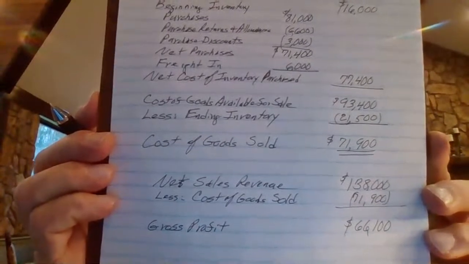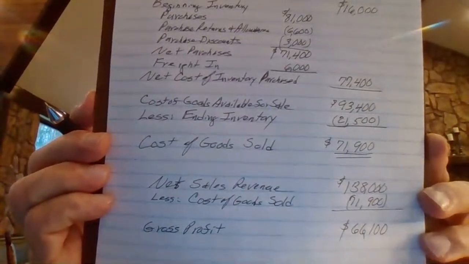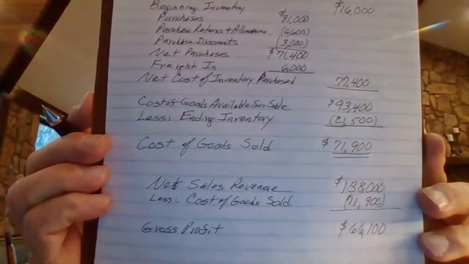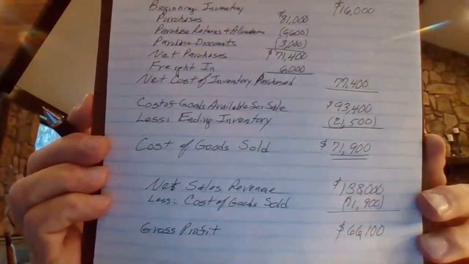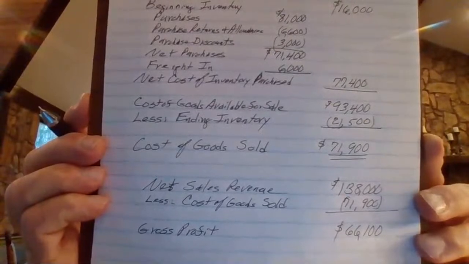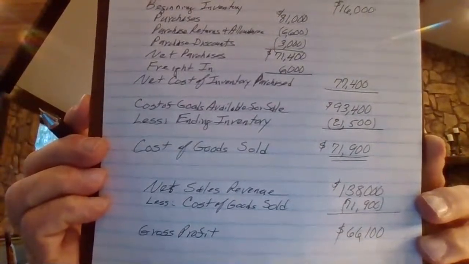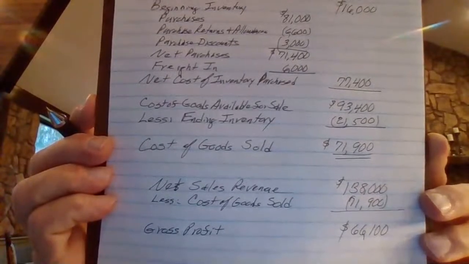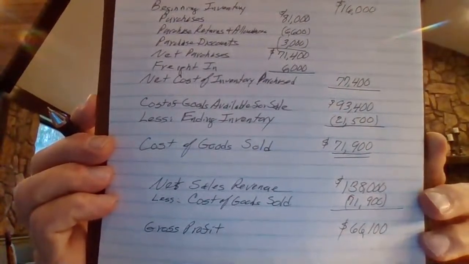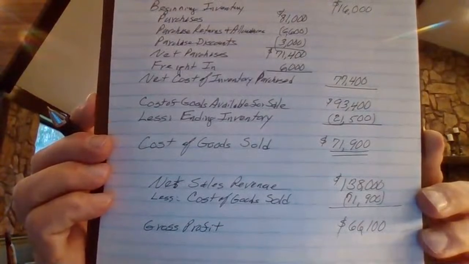Now, keep in mind, out of that $66,100 on the multi-step income statement, there's a lot of other things that have to be subtracted out of there. A lot of other operating expenses broken down between selling and general and administrative expenses. And then if there were any other expense or revenue items and income tax to get down to net income.